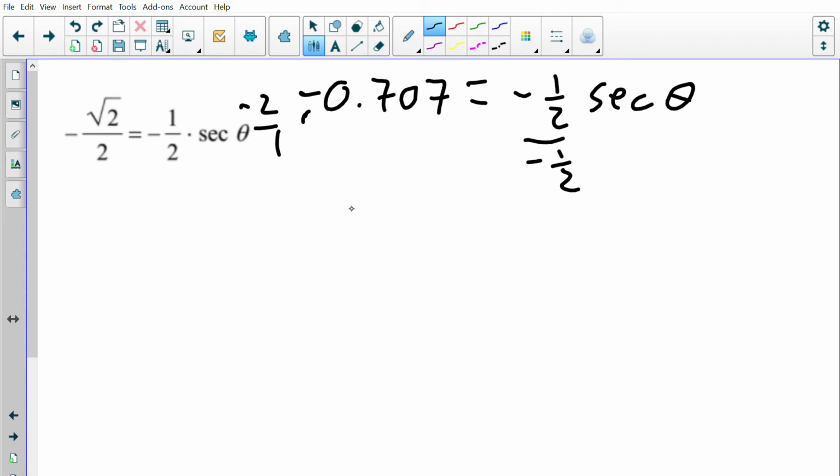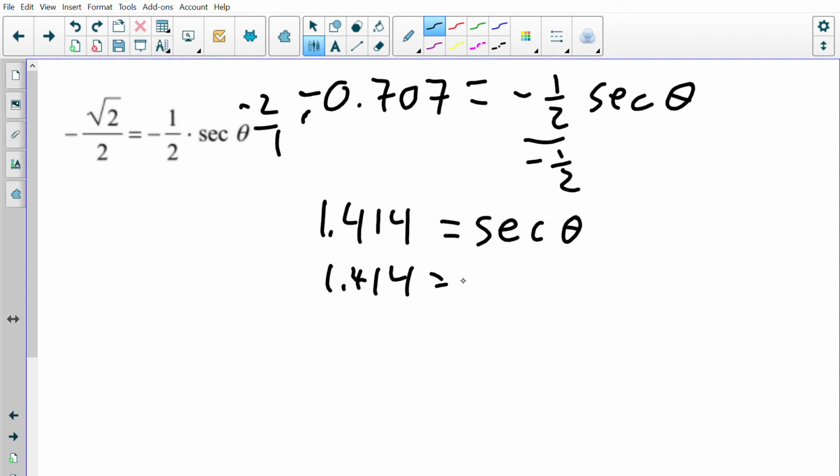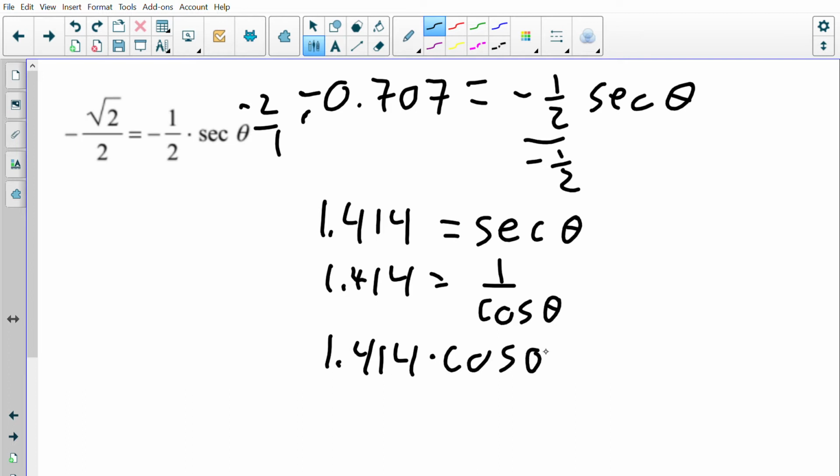2 times 0.707 gave me 1.414. Divided by 1 is still just this. And I got secant of theta. Well, secant theta is the same as 1 over, and the opposite of secant is cosine. Okay? I'm going to multiply cosine up here, and then divide by 1.414.